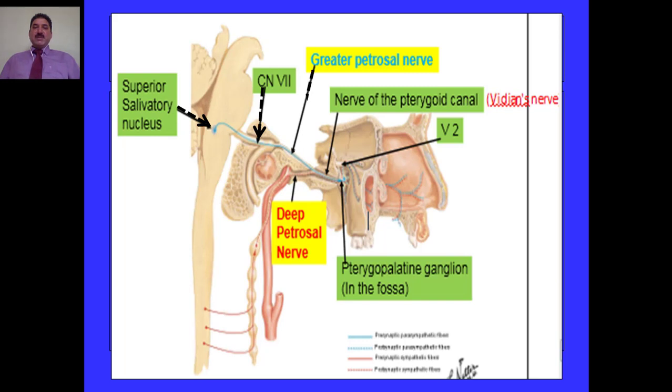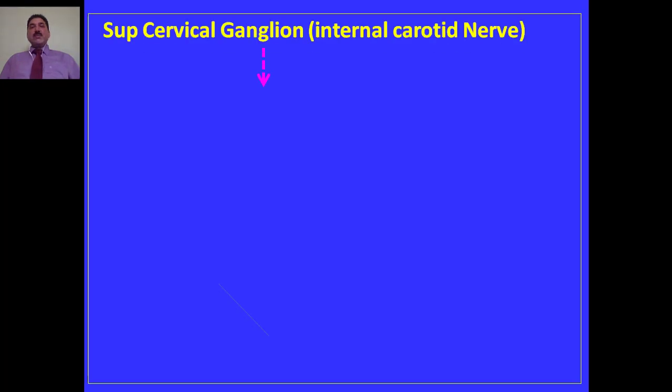A branch of the seventh nerve is the greater petrosal nerve, which carries parasympathetic fibers. It joins the deep petrosal nerve, which arises from the internal carotid nerve. The internal carotid nerve is basically the sympathetic plexus around the internal carotid artery carrying postganglionic sympathetic fibers. The two join together to form the nerve of the pterygoid canal. The parasympathetic fibers relay in the pterygopalatine ganglion and are distributed by nasal nerves to the nasal cavity, while the sympathetic fibers are distributed through blood vessels.